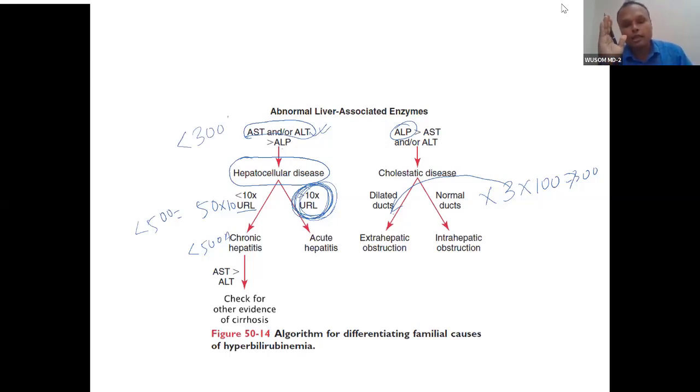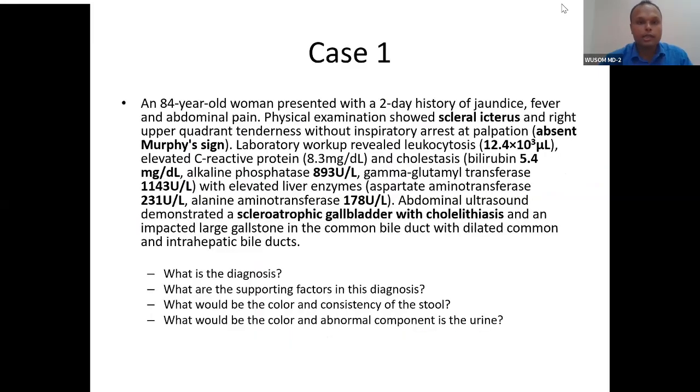You can differentiate hepatocellular and cholestatic jaundice based on enzymes. So we will do some questions, then you will understand.